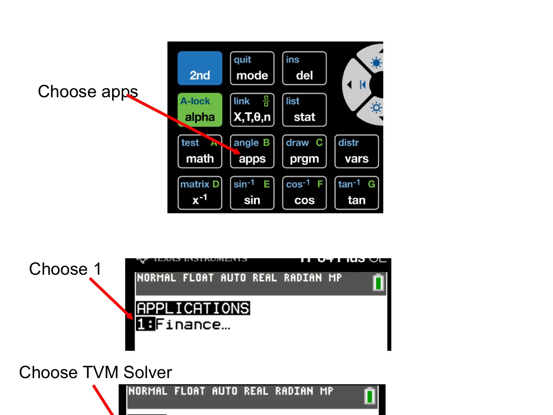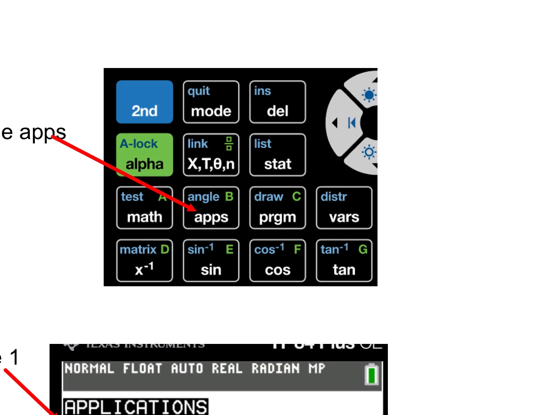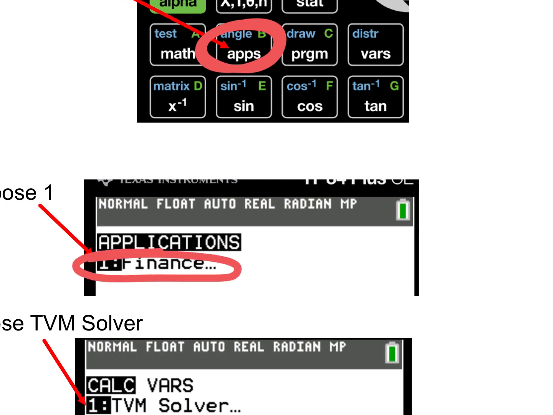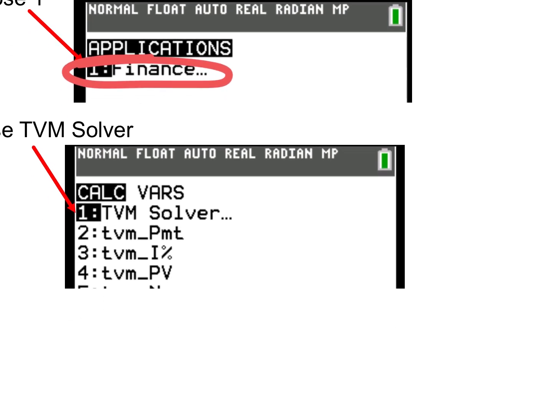All right, so everybody find this key on the calculator right there. It's right near the green alpha key. We're going to use that green key later, but for right now, do you see kind of kitty corner from that green key, apps? Yep. When you hit apps, do you see that finance is the first one that comes up? Finance. Pick that one. So hit enter on finance, and then you have a choice of these different finance apps.